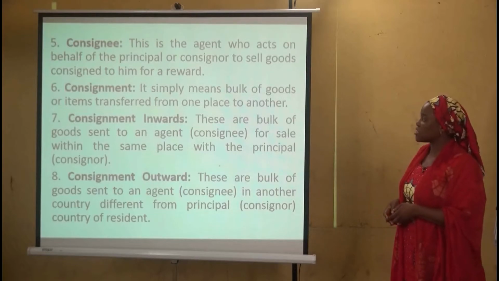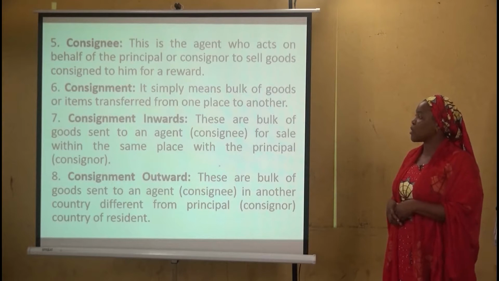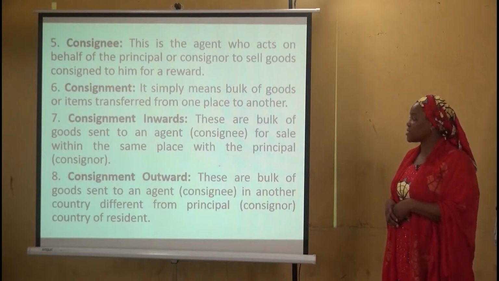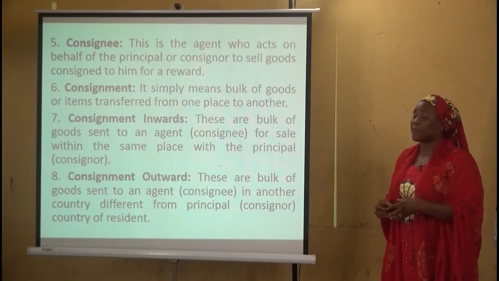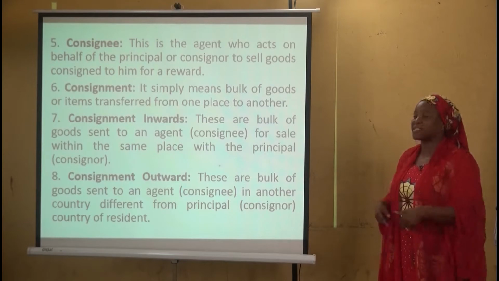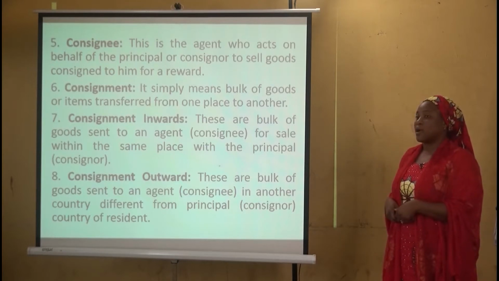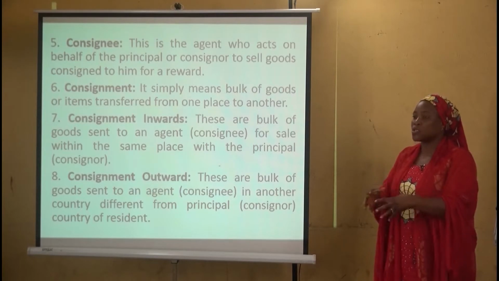The consignment inwards. These are bulk of goods sent to an agent who is a consignee for sale within the same place with the principal, who is the consignor. That means in consignment account, we can also dwell in the same place, and an agent can still act in selling goods for the consignor.